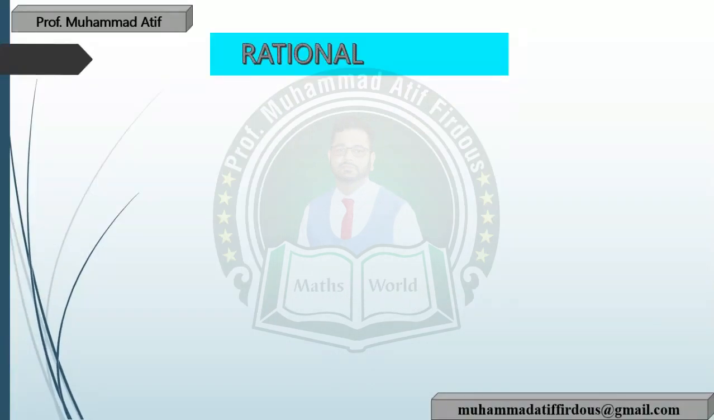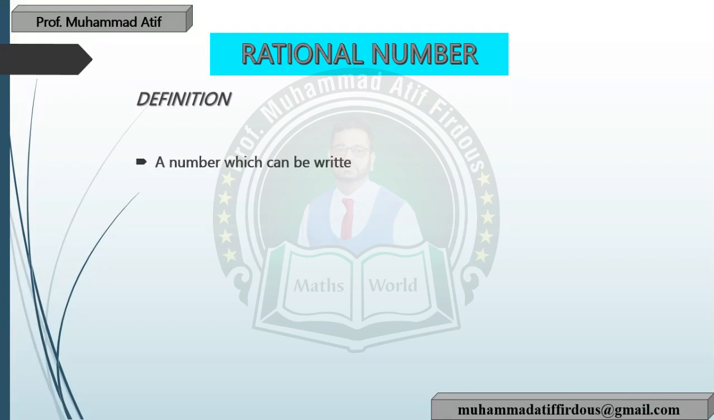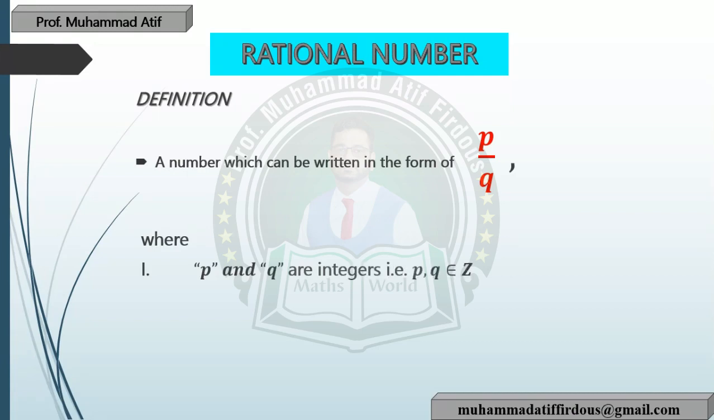Now, what is a rational number? Definition: a number which can be written in the form of P over Q. Now, what is P? What is Q? We have to check three conditions in order to determine whether the given number is a rational number or an irrational number. The first condition is that P and Q are integers, that is, P and Q must belong to the set of integers.